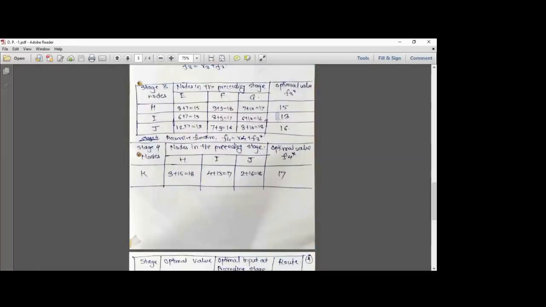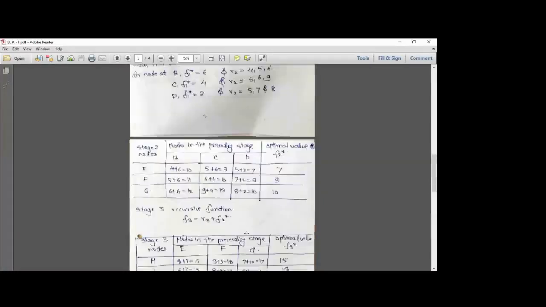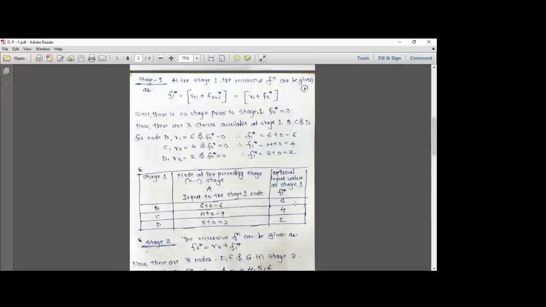छोटा वैल्यू, that is F3 star is 13, which was achieved for node I. So that we are going to write F3 star value is 13 that was achieved for node I. तो मतलब हम लोगों को क्या मिल गया? अभी ये वाला नोड मिल गया. तो अभी हम लोग बैकवर्ड अप्रोच से जा रहे हैं. तो हम लोग को क्या करना चाहिए? I to K, ये रूट हमको मिल गया.